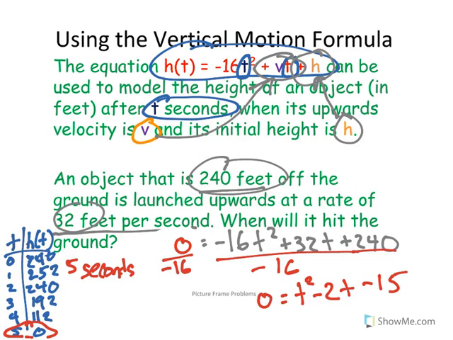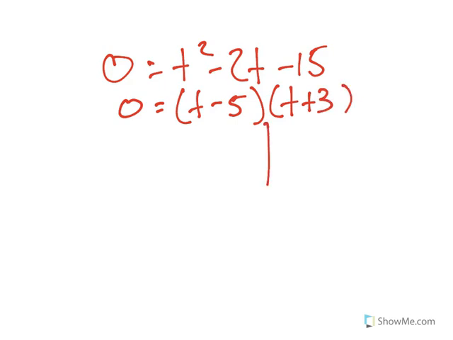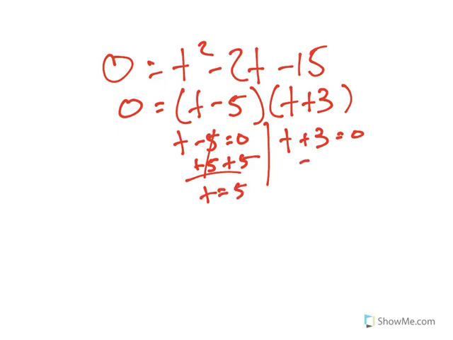And we'll take a fresh page for that. So let's see what this looks like. I get t minus 5 times t plus 3. Now we're going to split it and solve each of the equations. One of them will be t equals 5 seconds, which we already saw from our table. And the other one is going to get rejected.